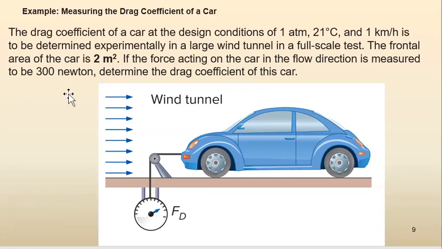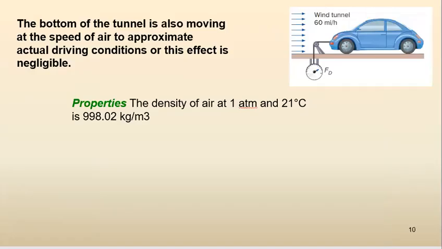So this is an experimental setup, but it is full scale. So we assume that the bottom of the tunnel is also moving at the speed of the air to approximate actual driving conditions, or this effect is negligible. Properties: the density is the only property that we need, of the air at 1 atmosphere and 21 degrees Celsius, which is 998.02 kilogram per meter cube.